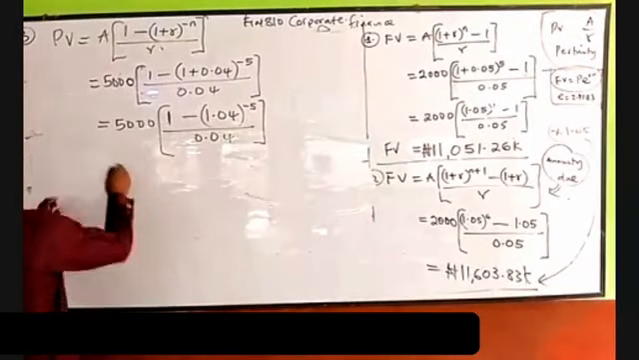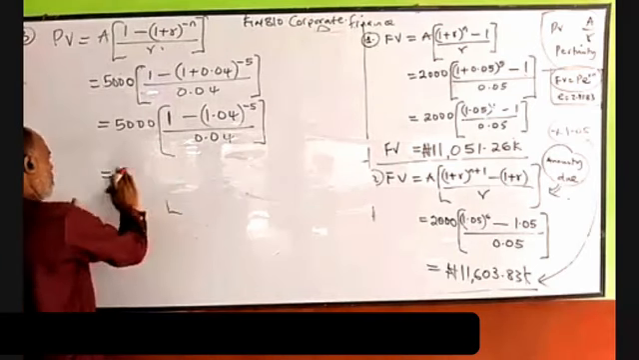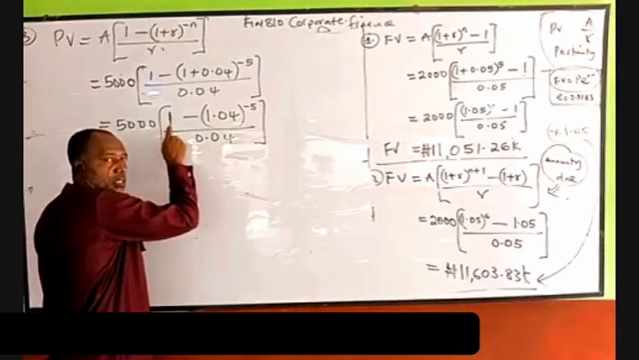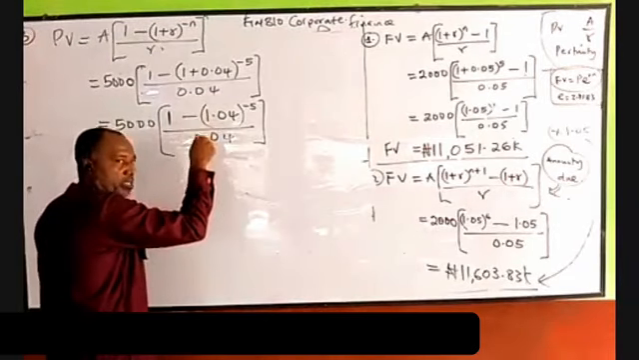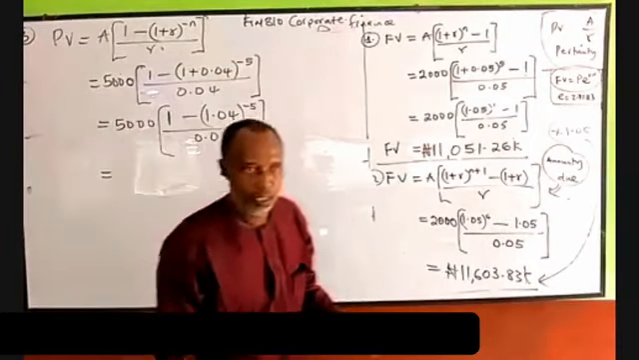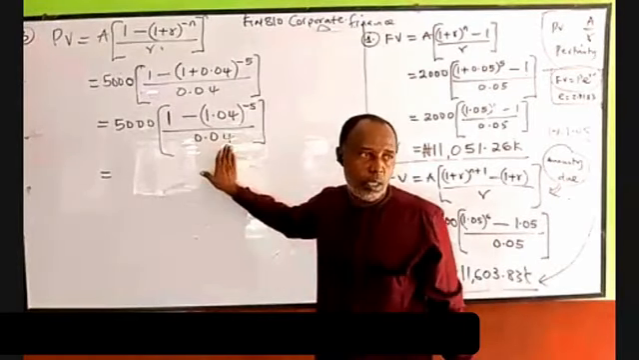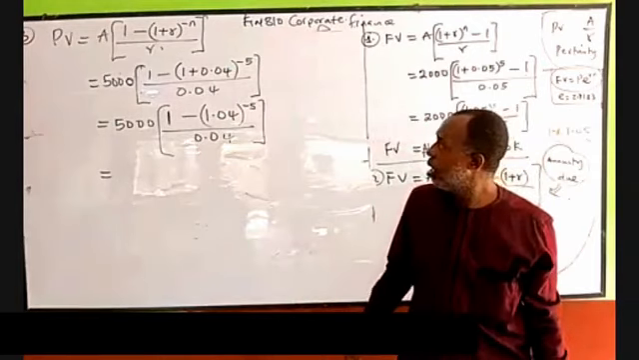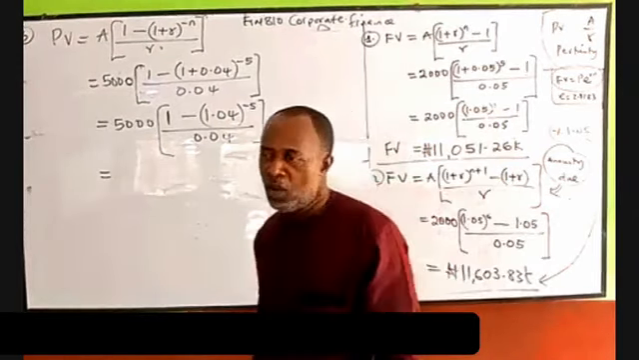Okay, we move. Here is 5,000. Yes, you press like this. Your calculator should do that. 1 minus bracket 1.04 raised to power minus 5. When you get the answer, you now divide by 0.04.